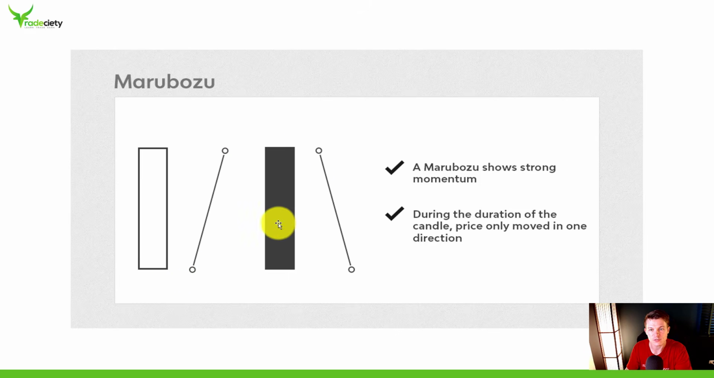And the opposite is true for the bearish candle. It opened here, it closed here, and there was only one direction during the duration of this Marubozu candle, and it was lower. And usually what happens is that the market will go into the direction of the Marubozu. So in this case, it is a bullish indication, or it may foreshadow a bullish move. In this case, it may foreshadow more bearishness.